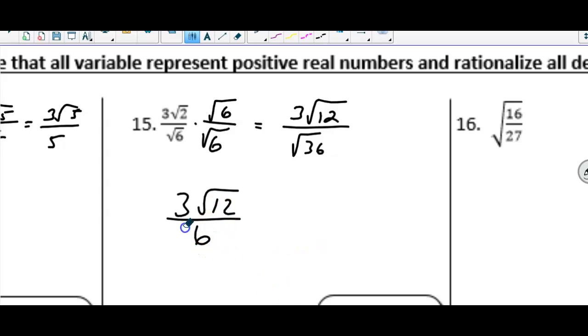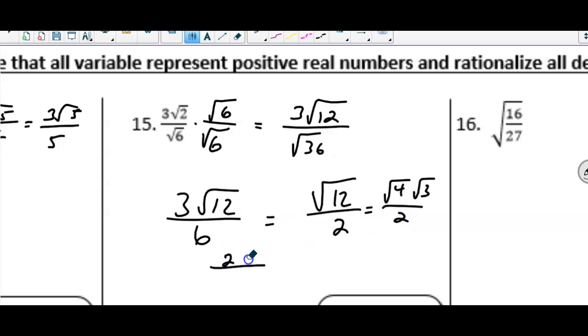Now that doesn't simplify because that's the radical, but this reduces. 3 over 6 is 1/2. So square root of 12 over 2. Which we can actually break down more now that I look at it. 12 is the same thing as the square root of 4 times the square root of 3. The square root of 4 is 2, so you have 2 square root of 3 over 2. We're left with square root of 3. So the answer is square root of 3.